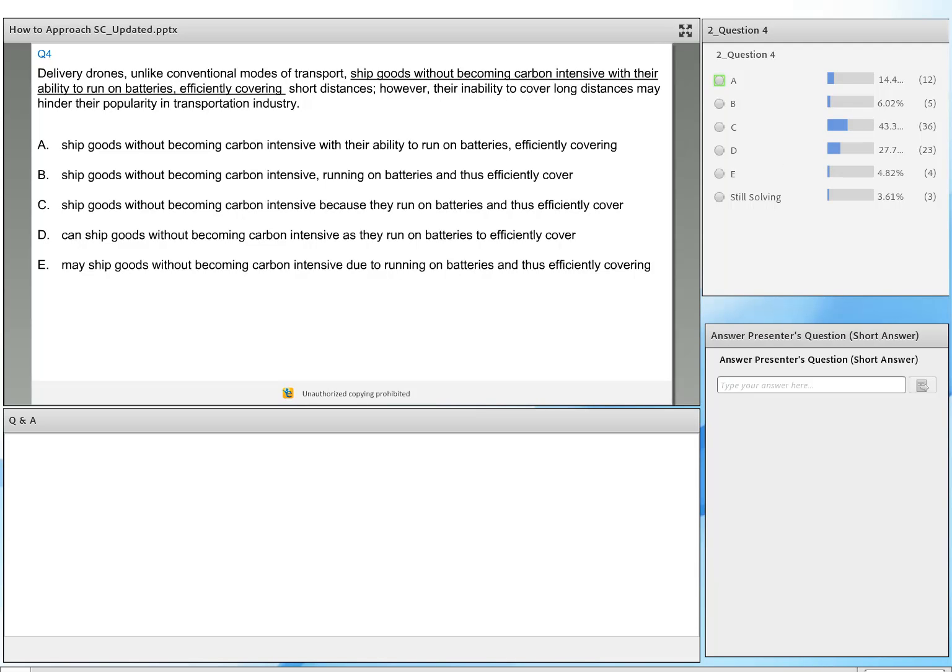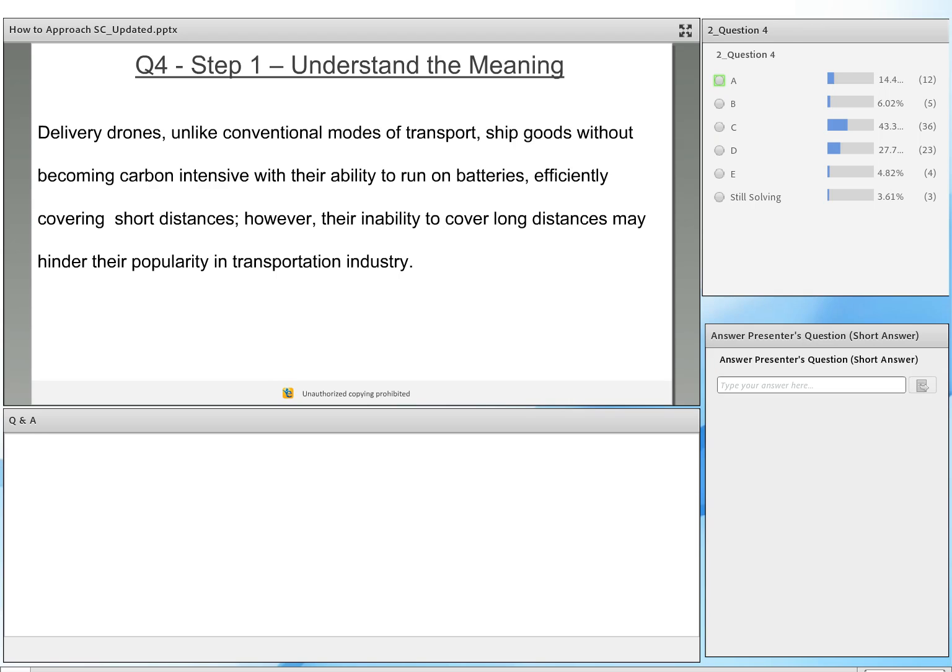So 43% accuracy for this question. Choice C is the correct answer. Okay, let's go through the meaning of this sentence. Delivery drones, unlike conventional modes of transport, so there's a comparison or contrast here. Unlike conventional modes of transport, ship goods, so that's the action done by delivery drones (DD). They ship goods without becoming carbon intensive, with their ability to run on batteries.